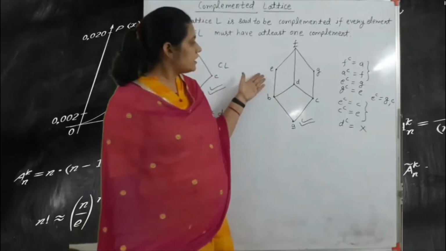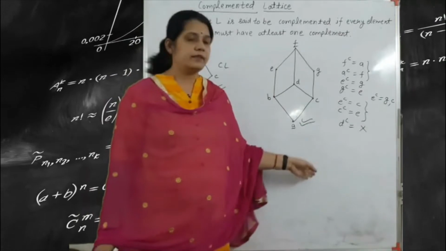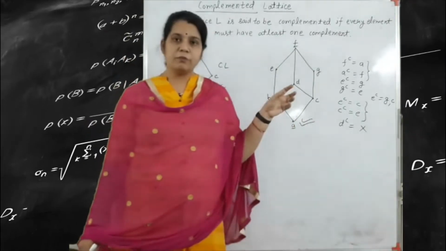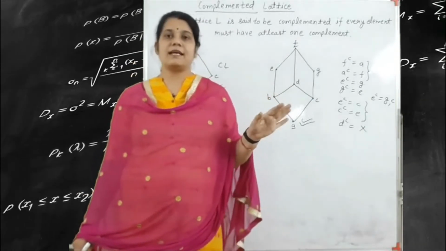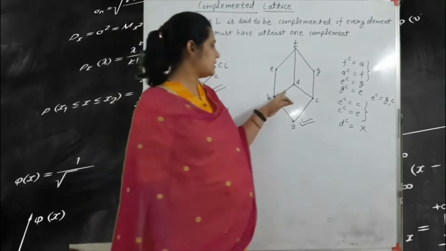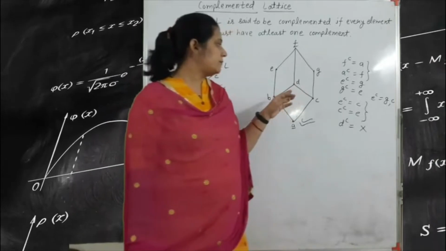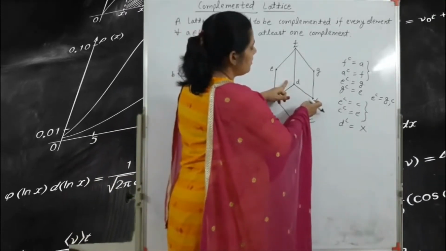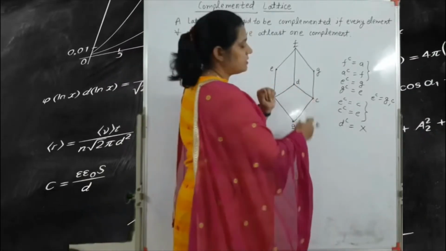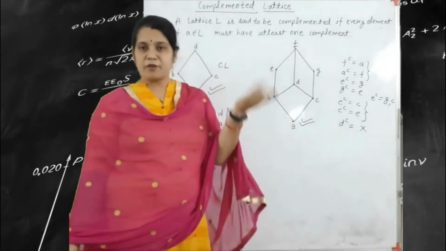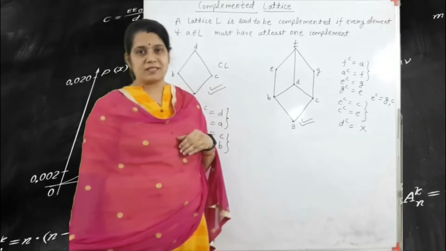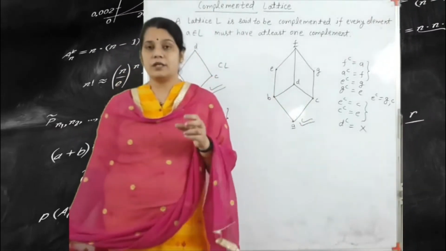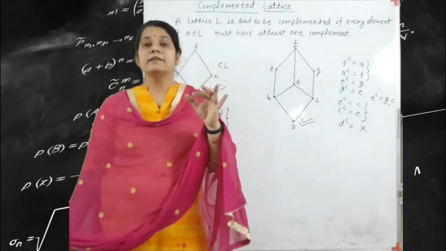Okay, so according to this, you find out the different elements, and if at least one complement is present for each, then we can say that this is a complemented lattice. But here, if we consider for example D and C, the first join is D and the first meet is C. So this is not the top of the system and not the bottom of the system. So according to this diagram, we can say that this is not a complemented lattice.